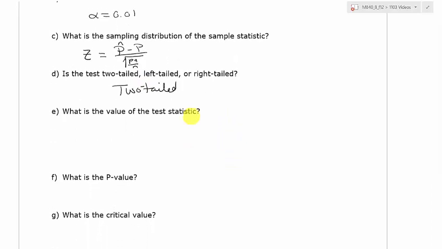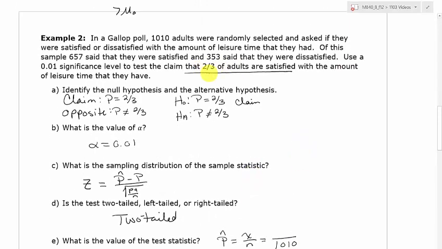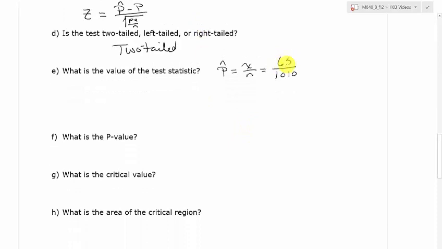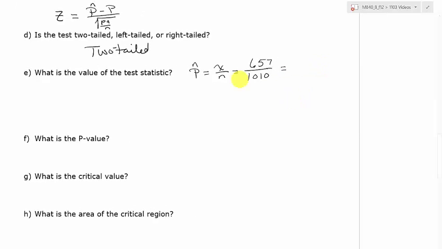So the first thing that I need to do here is calculate what p hat is. P hat, remember, is x divided by n. So the part of the people that we're interested in divided by the total. The total was 1,010. And doing our test about people who are satisfied, 657 of them said that they were satisfied. So 657 divided by 1,010. And when you compute that, bring it out to 4 decimal places, and you should get 0.6505.